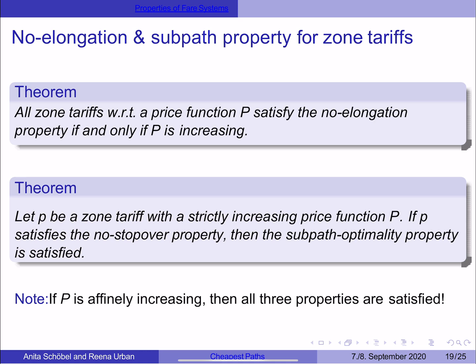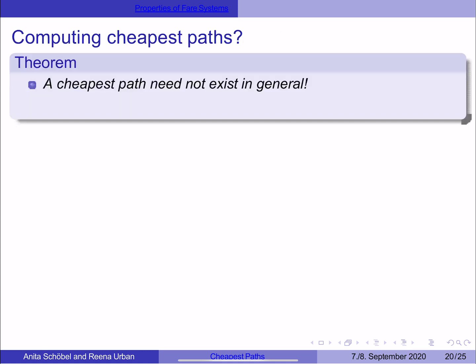So these are three different conditions for our three properties, but if the price function is strictly increasing, then all three properties are satisfied. On the other hand, for arbitrary price functions as you find them in practice, you have to be careful. Now, how can cheapest paths be computed in zone tariff systems?